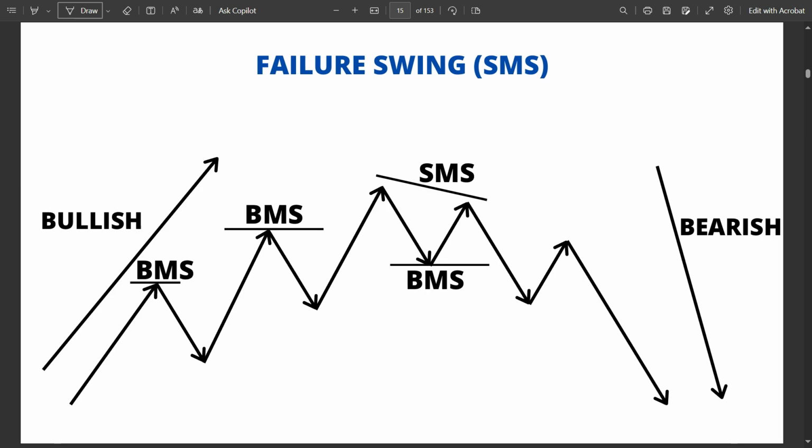When the market is in an uptrend, the price cannot break the last resistance level ahead. For example, when the market is in an uptrend and the price cannot break the last resistance level or the previous swing high, what happens instead? It reverses and breaks the previous swing low or the previous support level. At that point, we say that an SMS has formed. For a downtrend, the exact opposite applies.